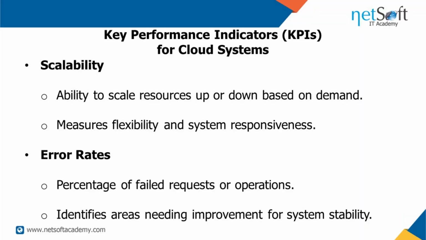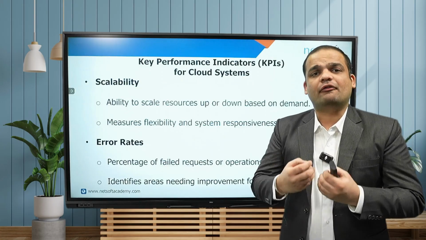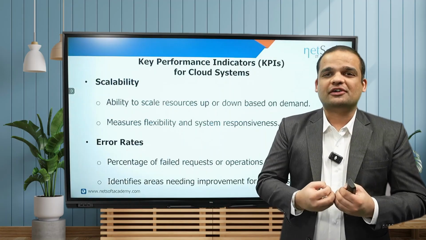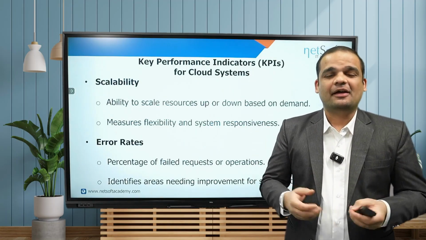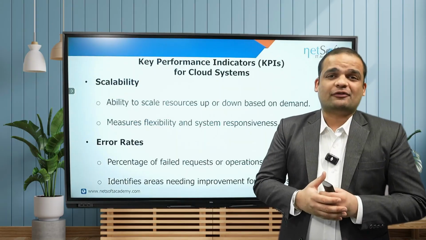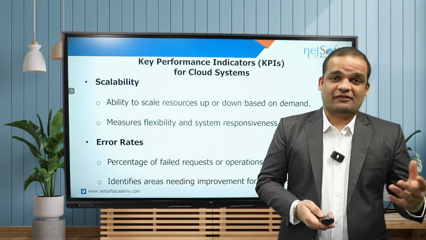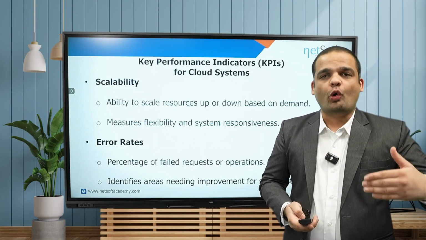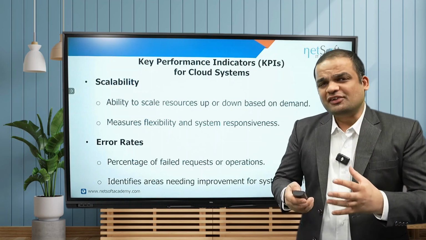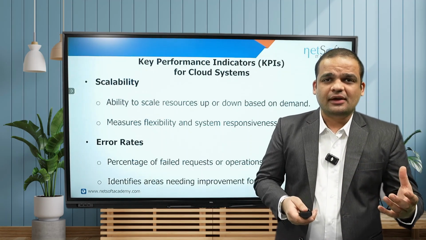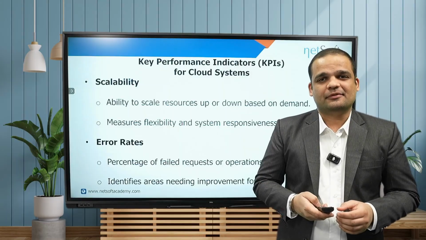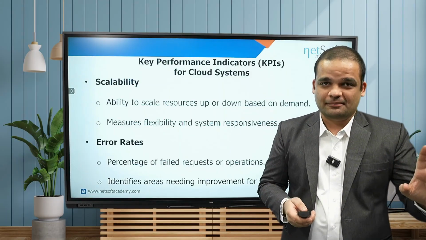What's next? Scalability. Well, yet another way to actually measure your KPIs. Scalability measures a system's ability to adjust resources based on demand. Well, cloud platforms ensure automatic scaling, allowing businesses to handle traffic spikes without over-provisioning. So, which actually improves both performance and cost efficiency. So, there is a link with cost efficiency as well.